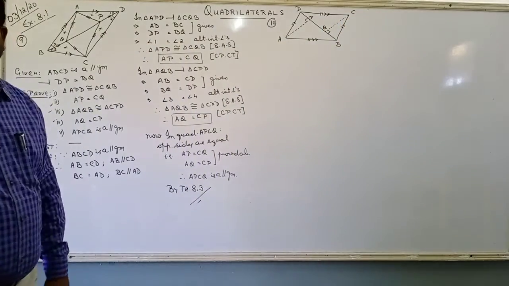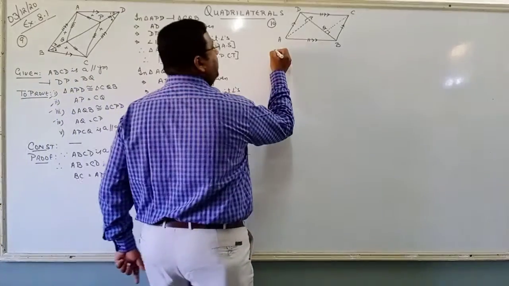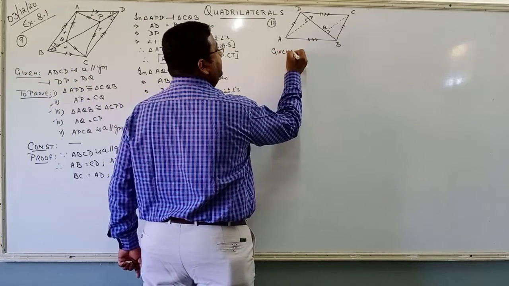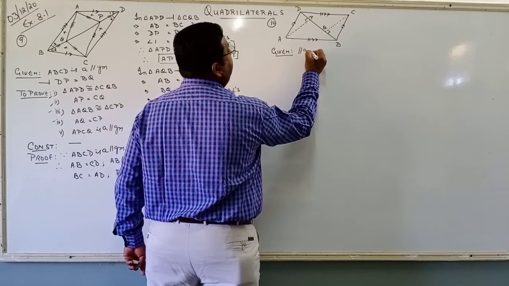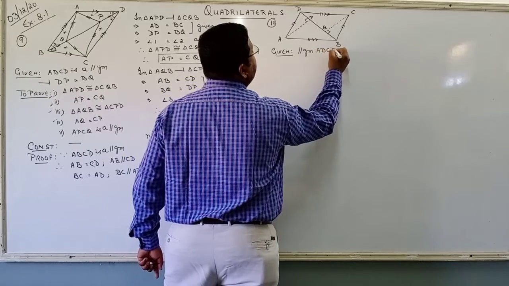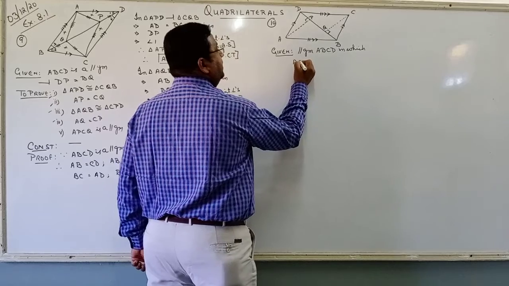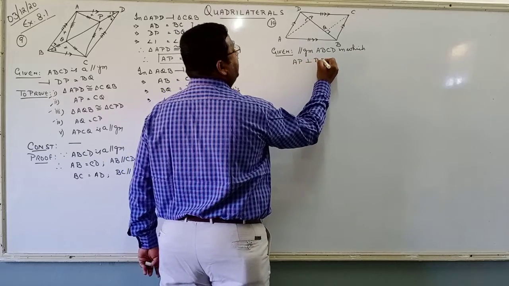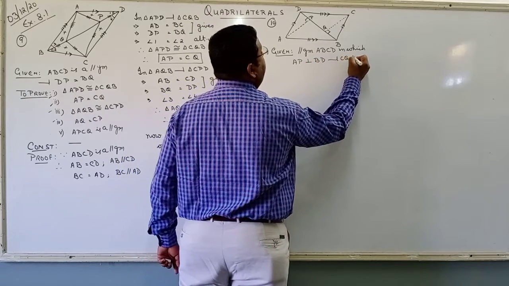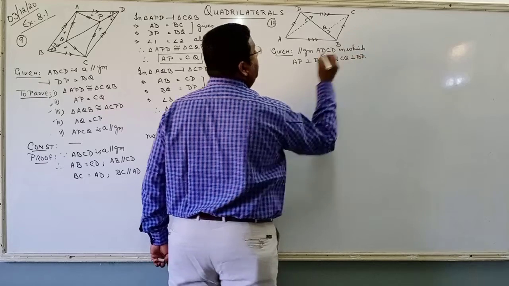Right? Observation, only observation. What is given to us? We are given parallelogram ABCD in which AP is perpendicular to diagonal BD and CQ is also perpendicular to diagonal BD.